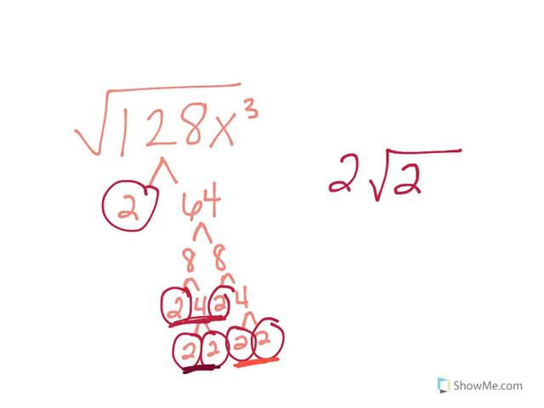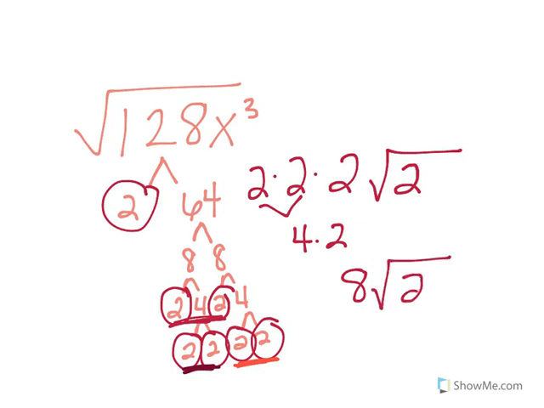So for each pair, I'm going to represent that with 1 2. So this is 1 pair of 2's, this is 2 pair of 2's, and this is 3 pairs of 2's. So I'm going to multiply all of these together. So I have 8 pairs of 2's. Okay, and that simplifies the 128.